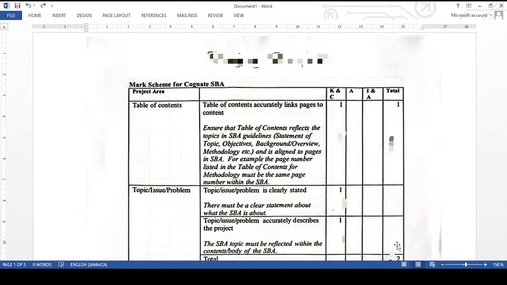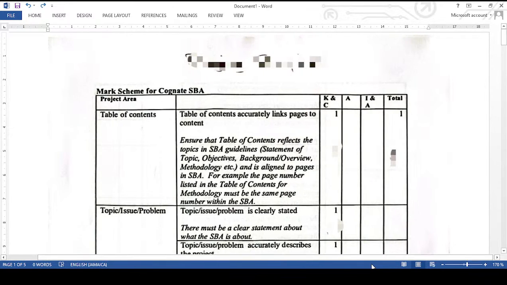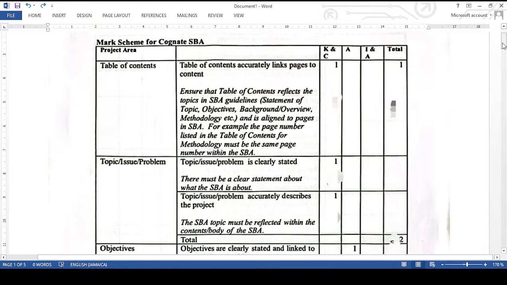All right. So let us look at this rubric, right? I'm going to go through what it is that you need to ensure before you start your SBA. But let's look at the rubric. So the rubric starts with your table of content, right? You get 1 mark for your table of content. You cannot have a table of content without having the page numbers, right? So you need to have the page numbers.